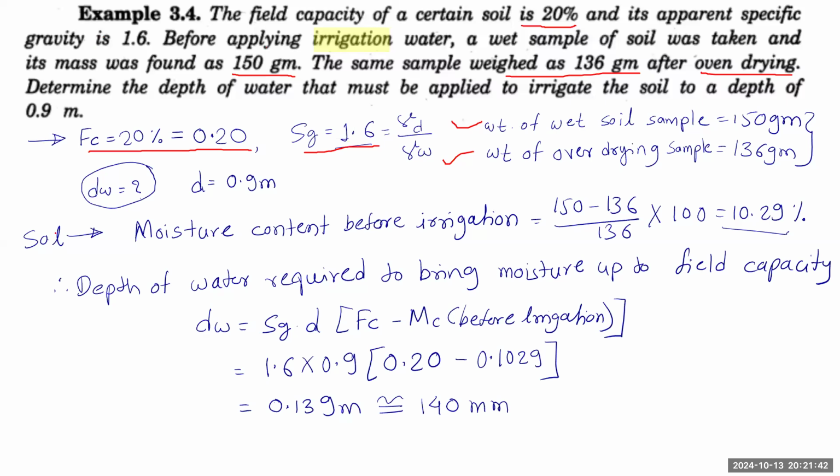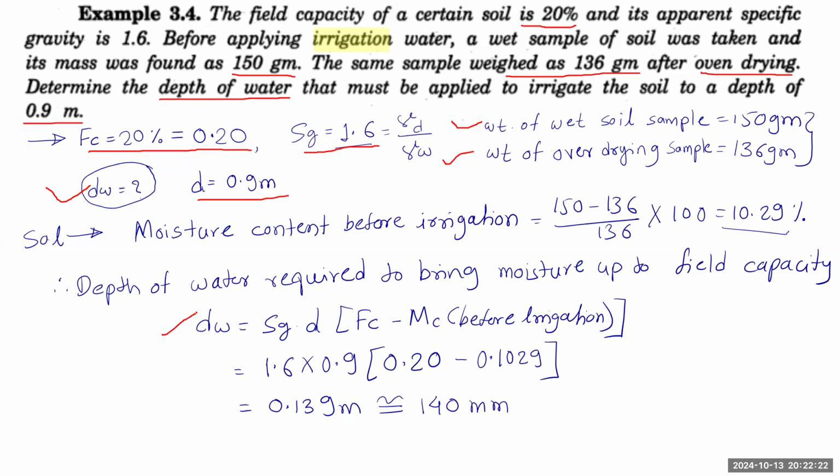Determine the depth of water that must be applied to irrigate the soil. So what we have to find out is the depth of water, that is, we have to calculate dW, that must be applied to irrigate the soil to a depth of 0.9. So the depth of root zone will be 0.9 meter. So here the value of D is 0.9. Likewise, you list out all the given data, and from that, again, you think about the final formula.